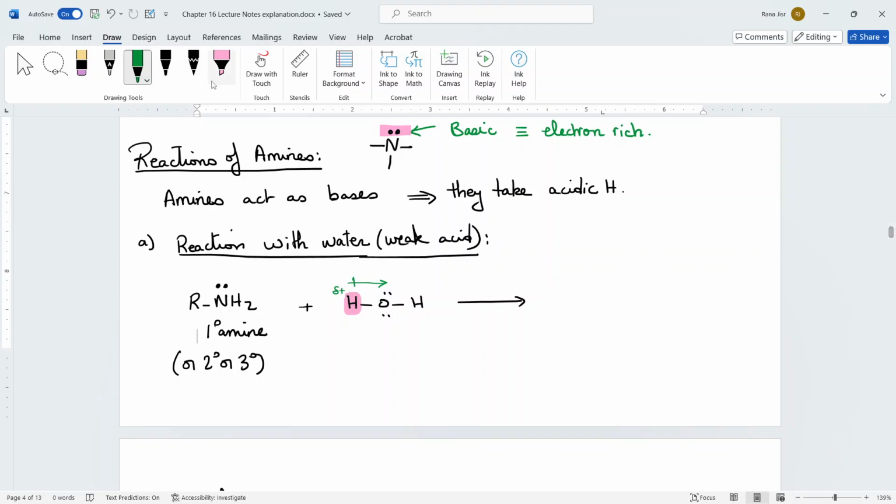So we're going to take this hydrogen here, and we're going to say that this hydrogen over here, because it's partial positive, is going to be the acidic hydrogen. And by applying the rule that bases take the acidic hydrogen, I know that the base is going to come and take that hydrogen in here.